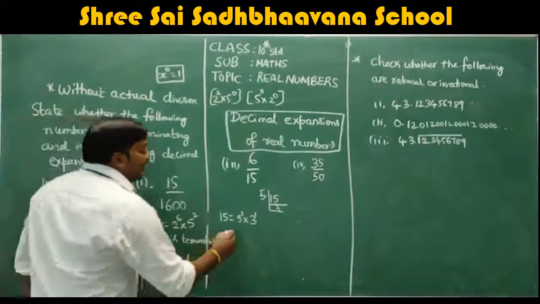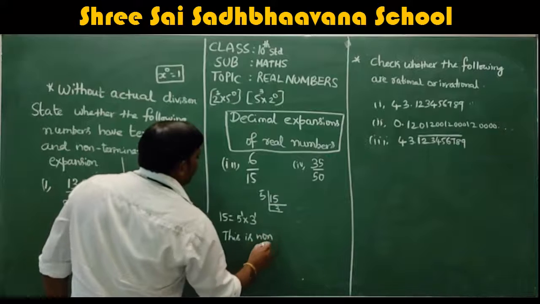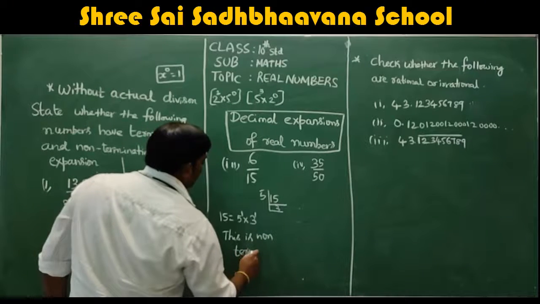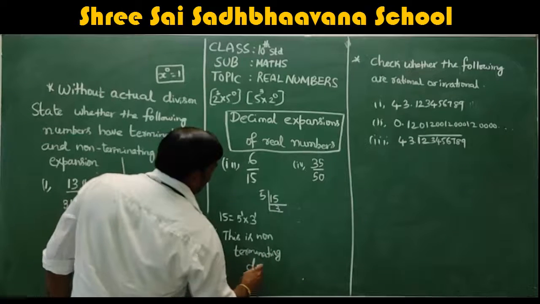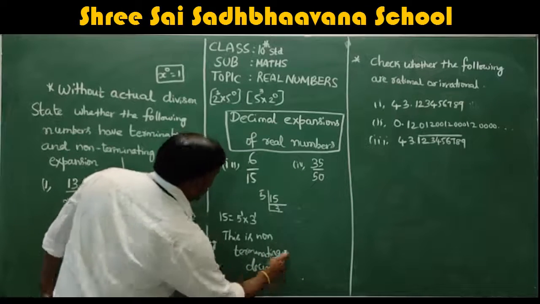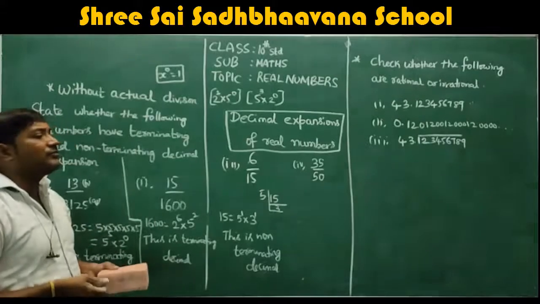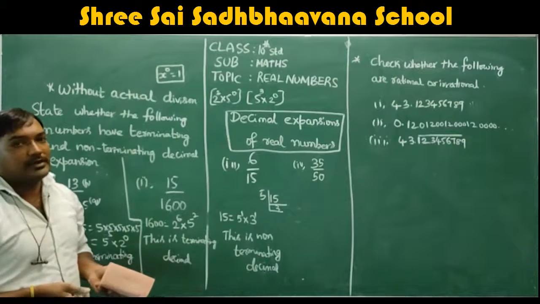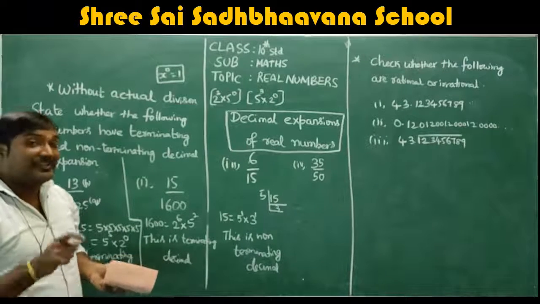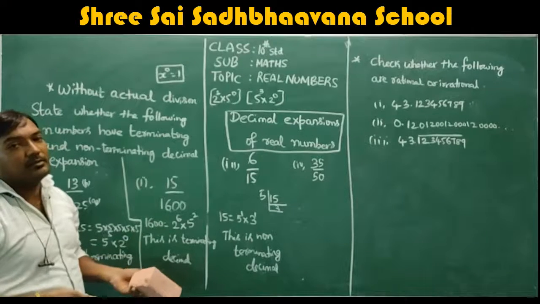So this is what kind of expansion? Non-terminating expansion. This is a non-terminating decimal. Decimal expansion we have to write. So it is a non-terminating decimal. Why is it non-terminating? Because in the prime factors of q, we do not have 2 and 5. Correct? 2 is also not there, but 5 is there. Remember, 5 is there. But in addition to that, we have 3 also.